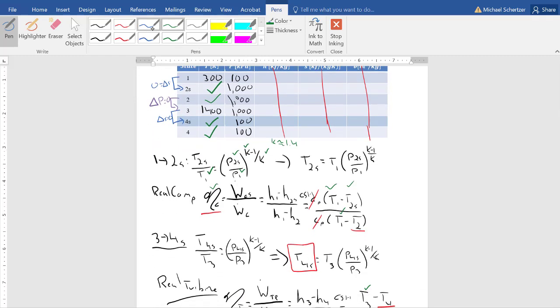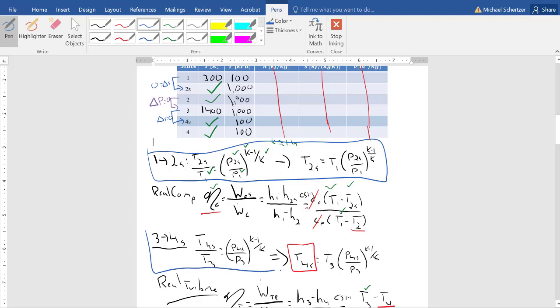Now, the general process is kind of the same if it's variable specific heat, except we do something a little bit different when we find the isentropic processes.